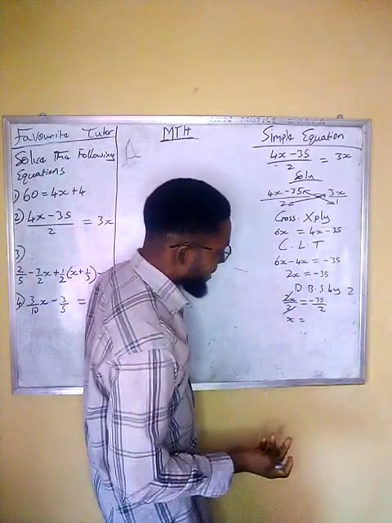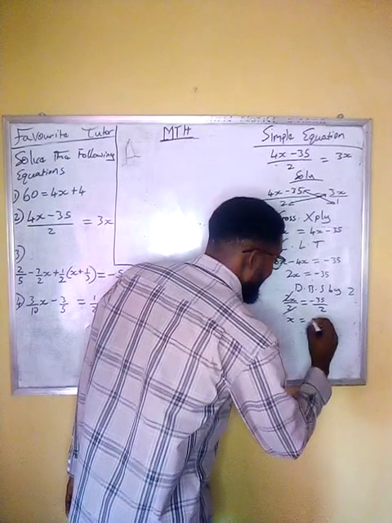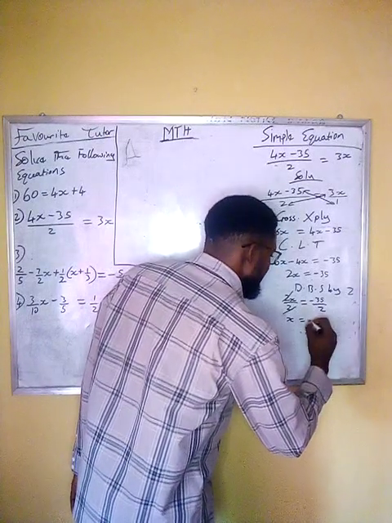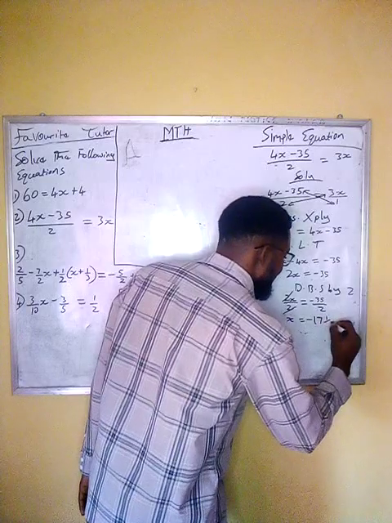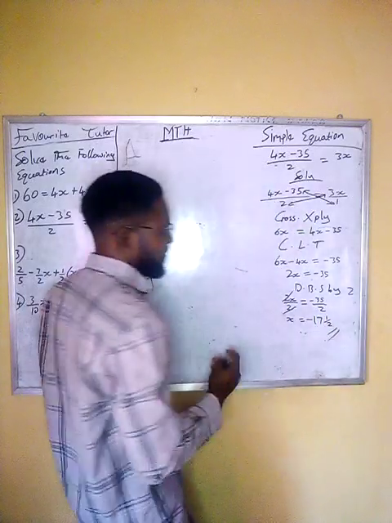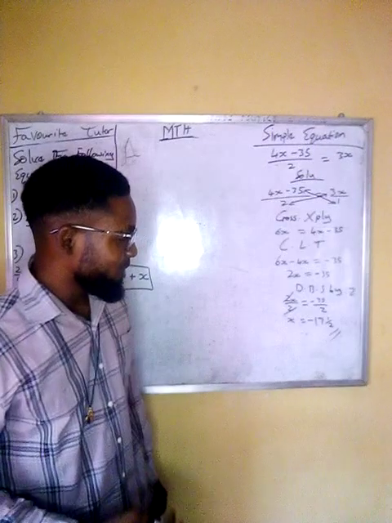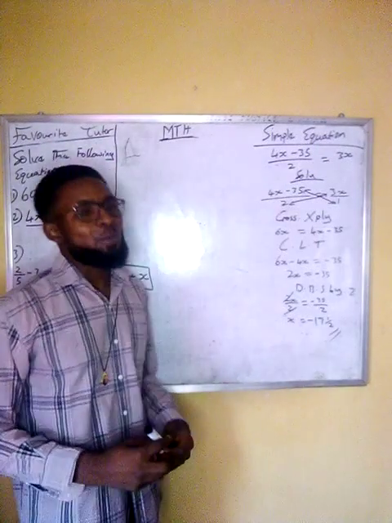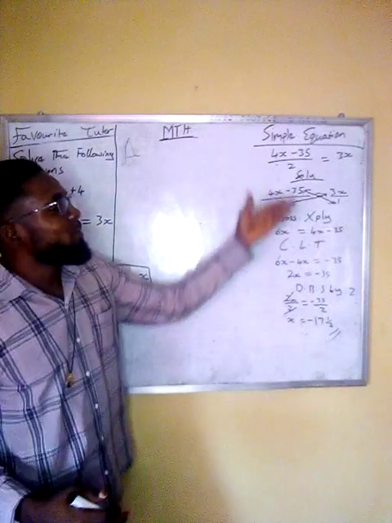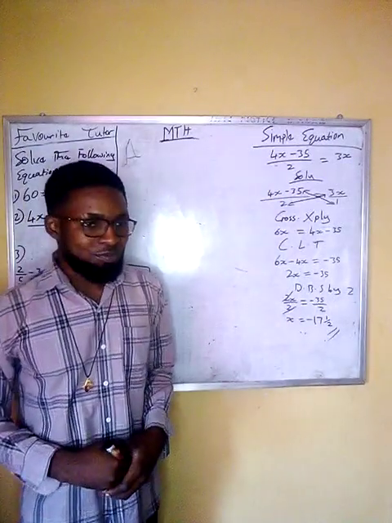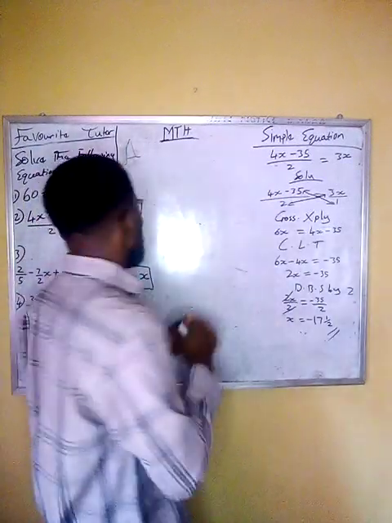Minus 35 divided by 2, the same thing as minus 17 and 1 over 2. So this is our answer to the question. So this is the value for x. You can see that the equation is very simple to solve. Very, very simple.